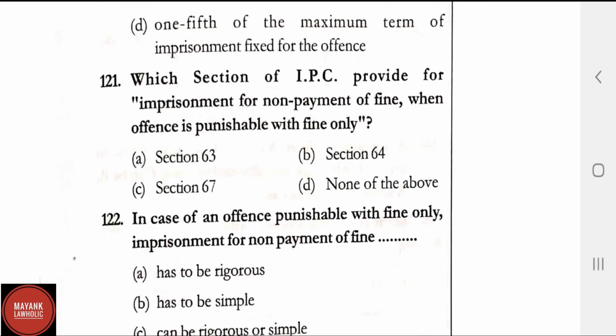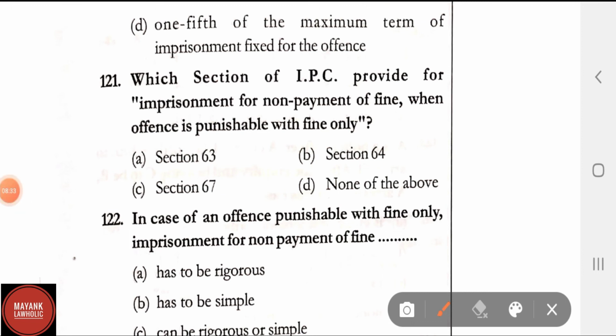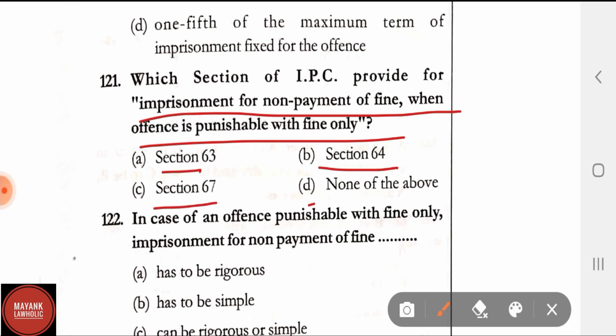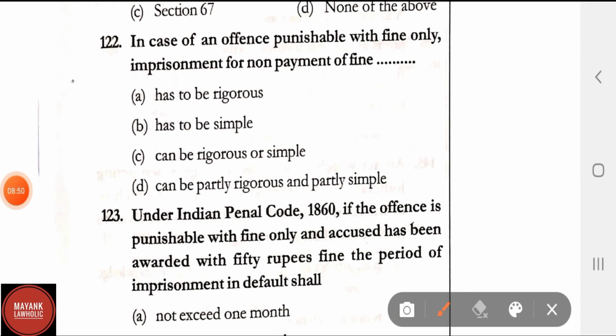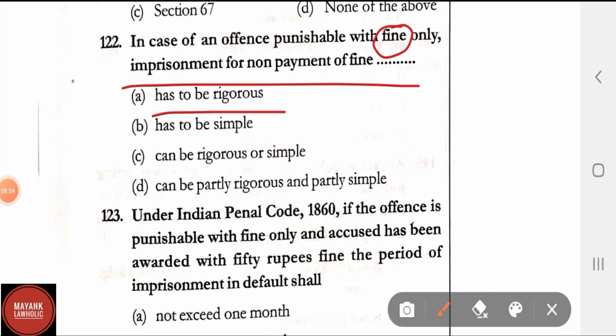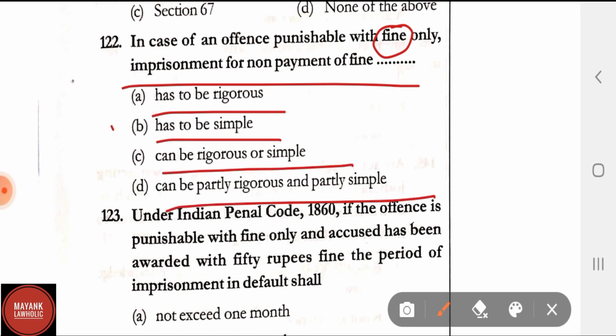Question number 121. Which section of IPC provides for imprisonment for non-payment of fine when the offence is punishable with fine only? Options are section 63, section 64, section 67, option D, none of the above. Correct answer is option C, that is section 67. Question number 122. In case of an offence punishable with fine only, imprisonment for the non-payment of fine has to be rigorous, has to be simple, can be rigorous or simple, can be partly rigorous or partly simple. Correct answer is option B, that is has to be simple.